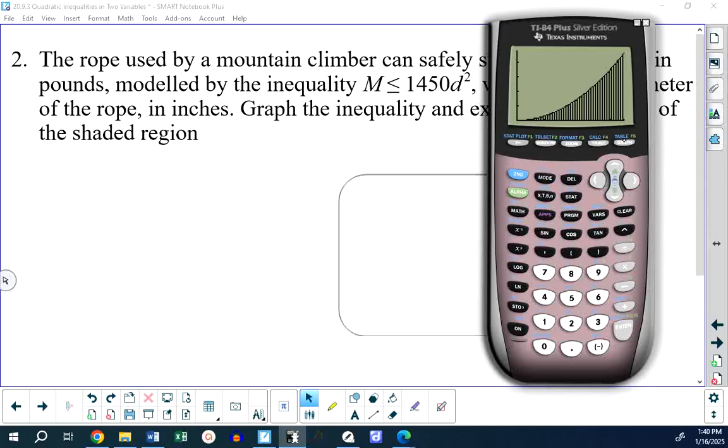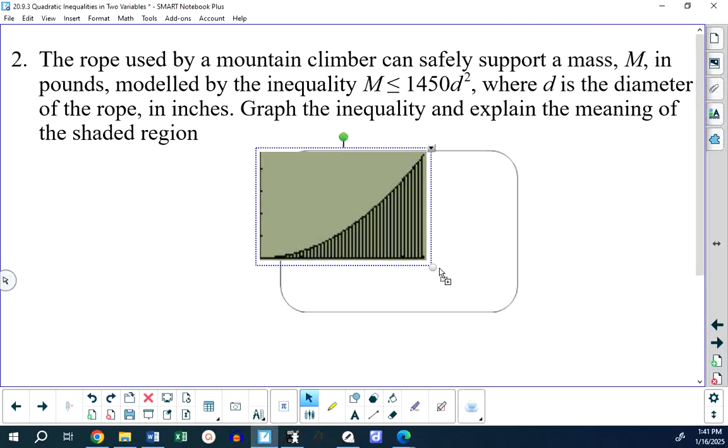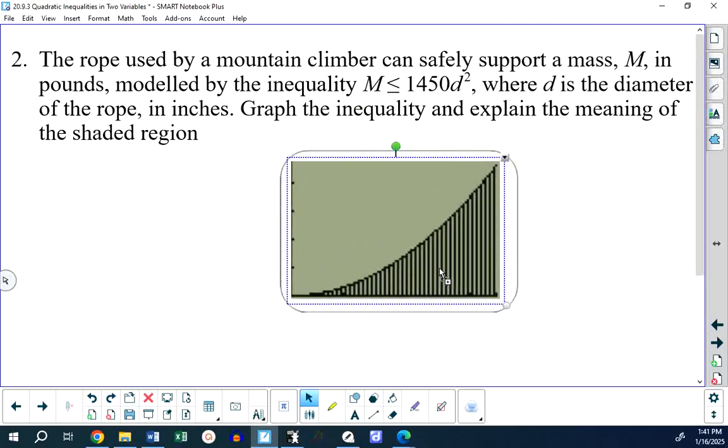And now we want to explain the meaning of this. And I don't know what you want to write. I don't care if you write anything. This is what the graph looks like. You can take a moment and do a little sketch of it.